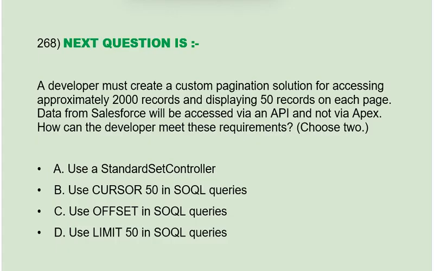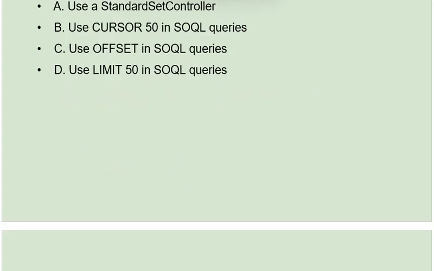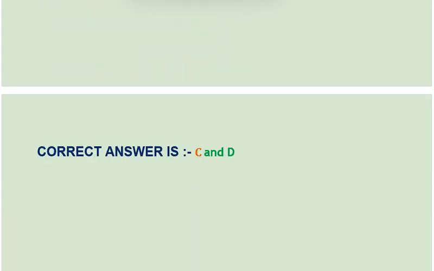Choose two options. Option A, use a standard set controller. Option B, use cursor 50 in SOQL queries. Option C, use offset in SOQL queries. Option D, use limit 50 in SOQL queries. Correct answer is option C and option D.